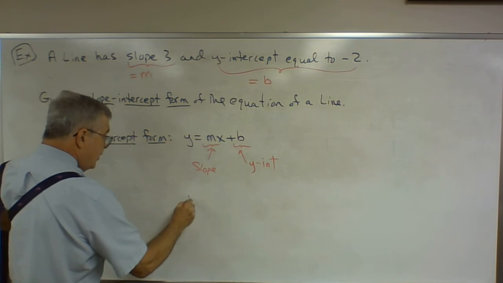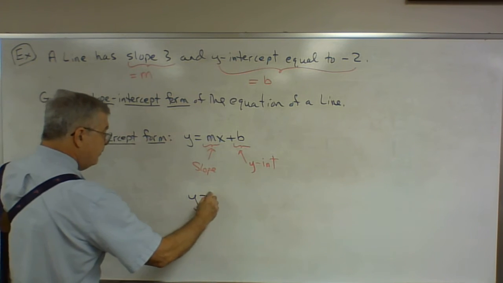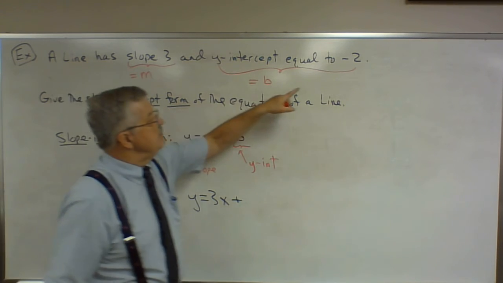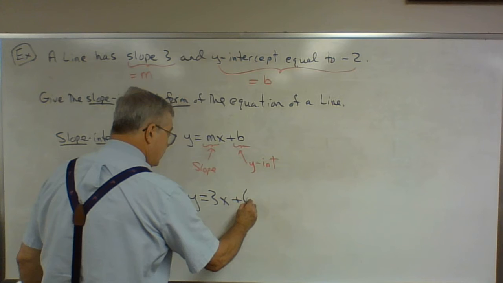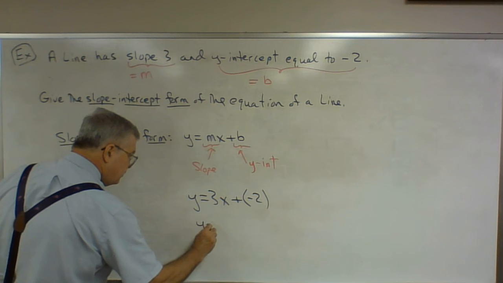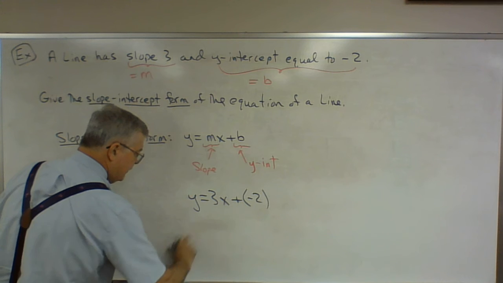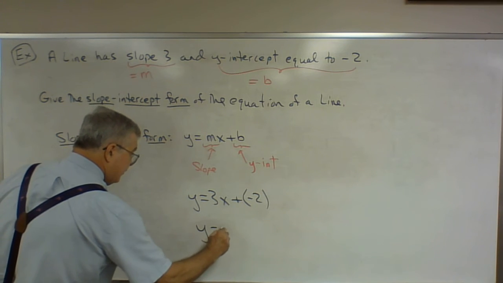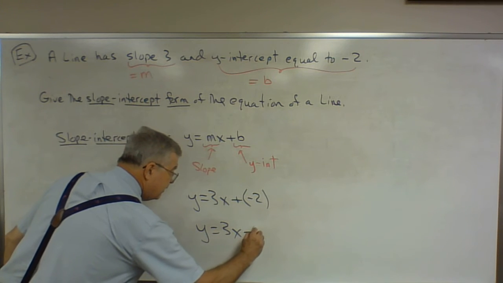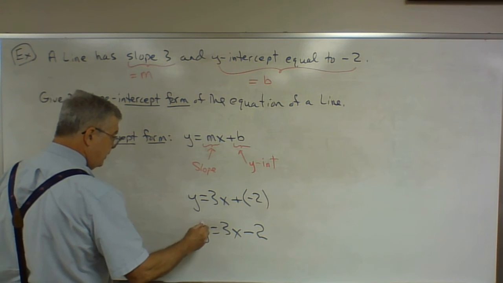Y equals m, which is 3x, plus b. b is negative 2. So if we add a negative 2, that's just like subtracting 2. So now we have it in slope-intercept form.